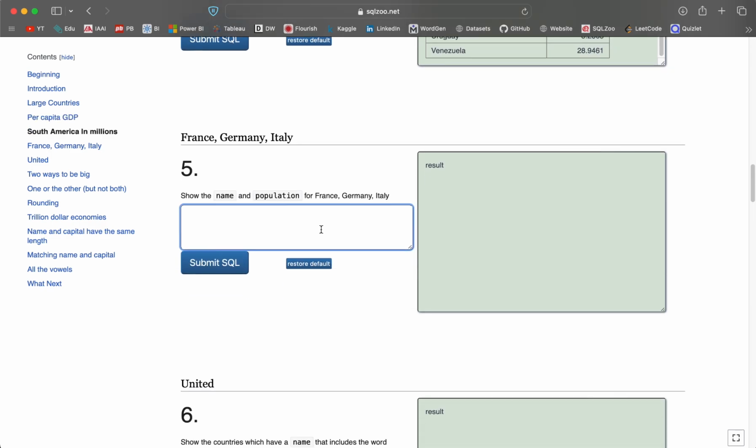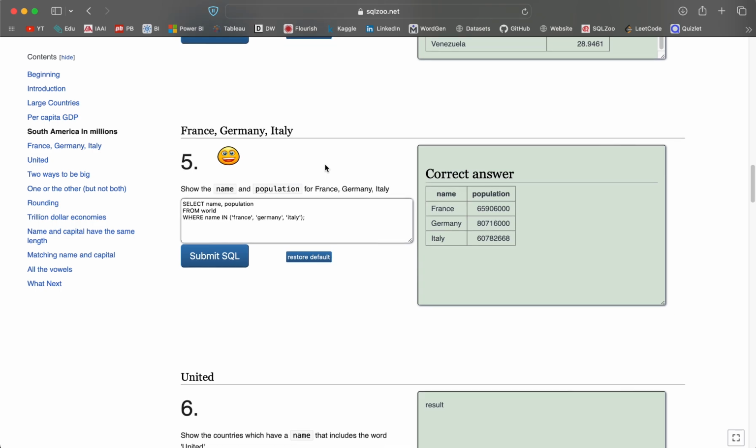Question number 5 says, show the name and population for France, Germany, and Italy. So again, if you remember from previous lessons, select name and population from world where name in parentheses, put the name of our countries in single quotes, separated by a comma, I should say. And let's run it. Perfect.